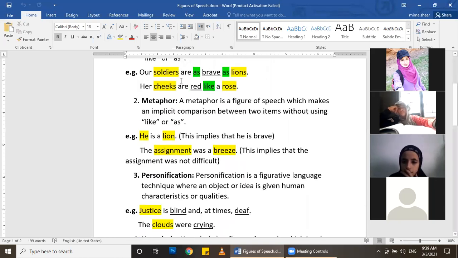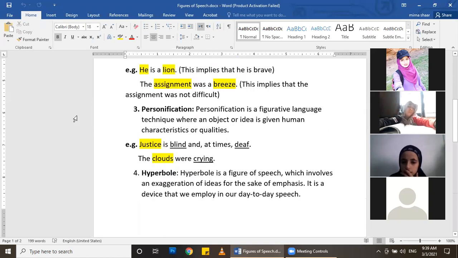The third type is called personification. Also, personification comes from the word person, okay? Human being. Personification is a figurative language technique where an object or idea is given human characteristics or qualities. It means that I will give a human characteristic to a non-human being, okay? To a non-human, like it could be an object, it could be an idea. For example, justice is blind, at times deaf, okay? So here, justice, I gave it the traits of being blind and deaf, okay?